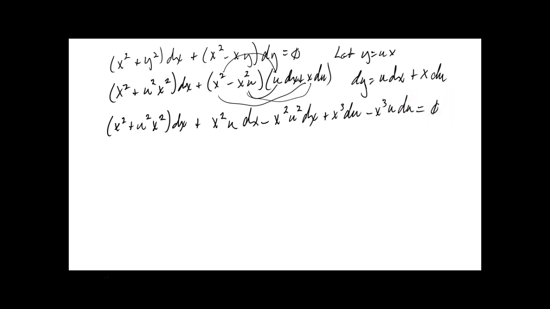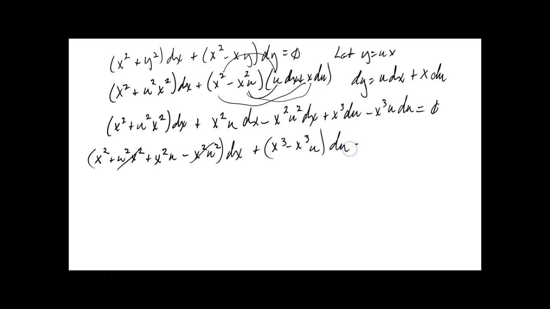Now let's get all of our dx's together. You have x squared plus u squared x squared, and then you've got a plus x squared u, and you've got a minus x squared u squared. Oh, but these two disappear. That's all times dx. Now let's get our du's together, and that's just these last two. Plus x cubed minus x cubed u du equals zero.